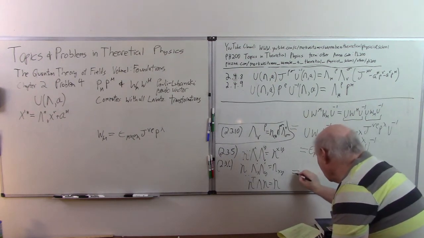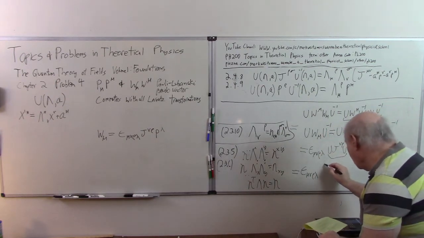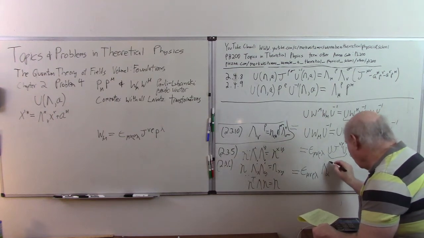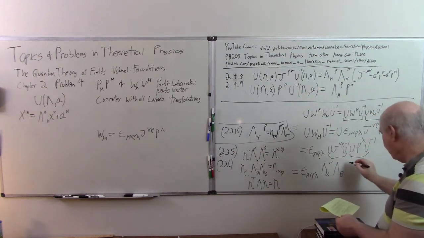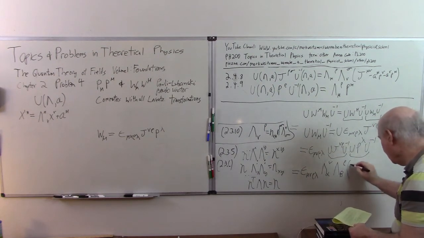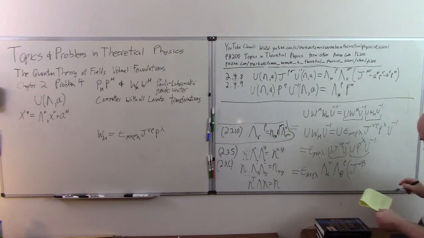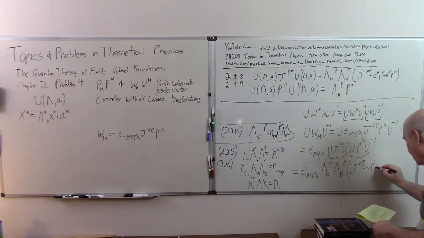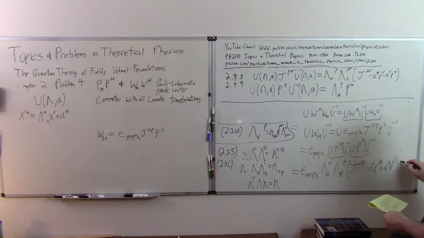Okay, now we can use these two transformation rules on each of those. So this is going to be epsilon^mu nu rho lambda, capital lambda alpha nu, capital lambda beta rho, J_alpha beta minus A_alpha P_beta plus A_beta P_alpha, and then I have small lambda gamma lambda P_gamma.